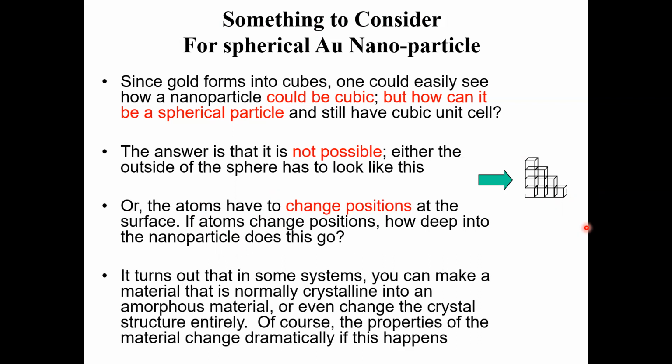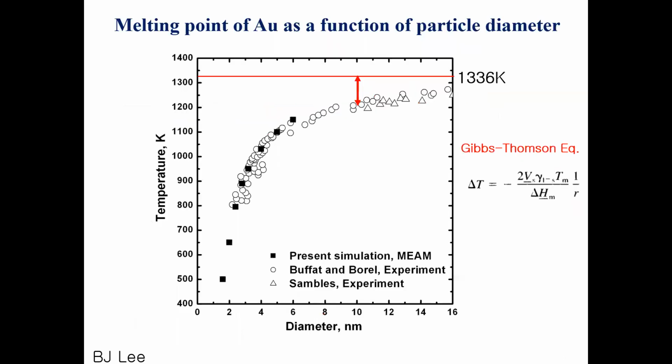It turns out that you can make material that is normally crystalline into an amorphous material, or even change the crystal structure entirely. So while bulk gold would be a face-centered cubic arrangement, in nanometer size gold or copper, you can see that the atoms, particularly near the surface, are not going to be arranged in an FCC crystalline manner. So they're going to be actually an amorphous arrangement.